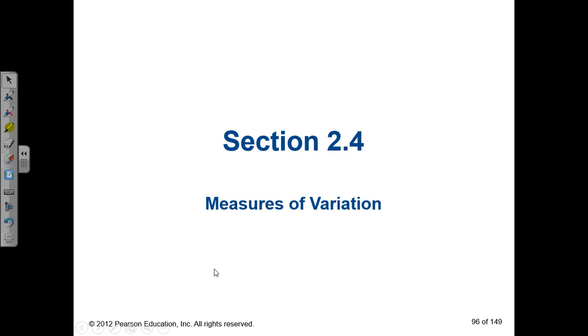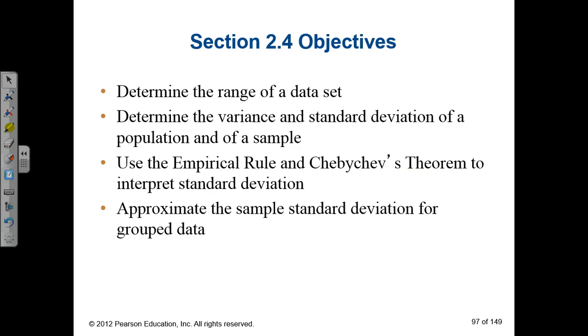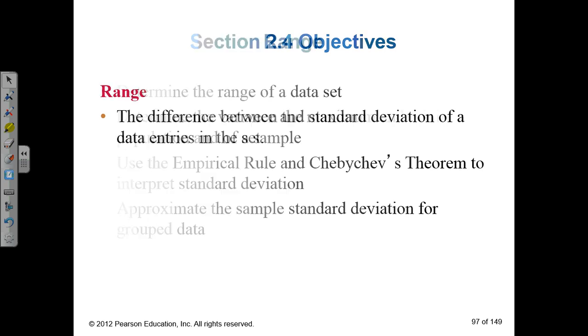So now we're in section 2.4, and we're going to be looking at other values that are used to describe a data set. These are values that are going to measure the amount of variability we see in the data set. We'll be looking at the range, the variance and standard deviation of both populations and samples. We'll be learning how to use the empirical rule. We will be skipping over Chebyshev's theorem and sample standard deviation for grouped data.